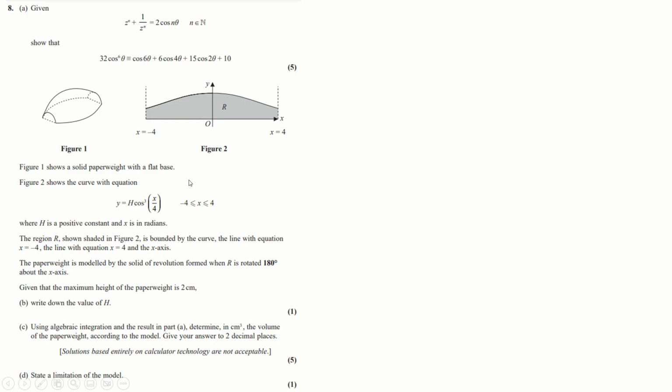Question number 8 is a very long question. It just starts with a very standard use of de Moivre's theorem. I don't know whether I ever pronounced his name right, but no one's ever corrected me. So we start with this. Choose n to be 1, just because we've got a 1 there, so it seems to make sense. Raise it to the power 6, and do a binomial expansion here.